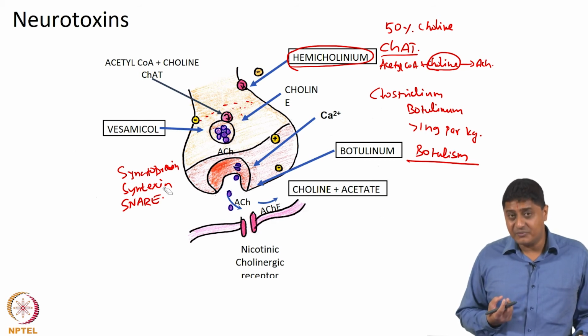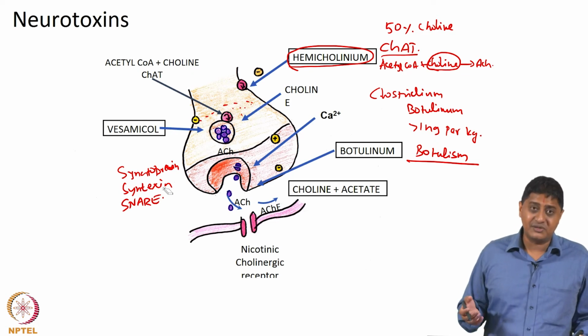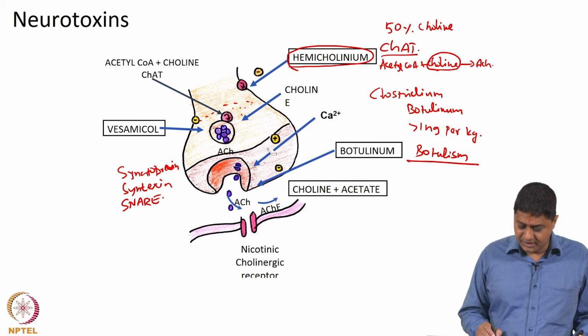So, vesicles will be present, they will have acetylcholine, but they will not be able to fuse and release acetylcholine into the synaptic cleft, essentially leading to a situation where all the acetylcholine is present in the presynaptic terminal, and no acetylcholine is released in the synaptic cleft.